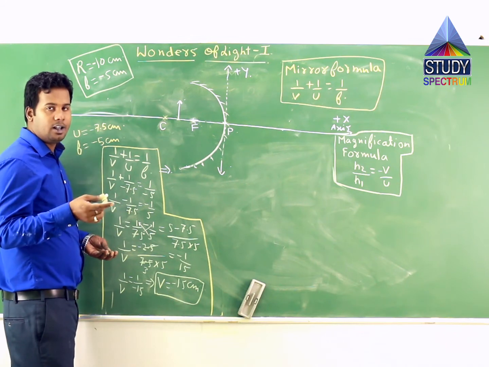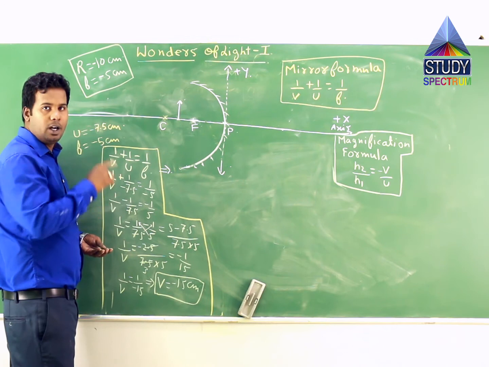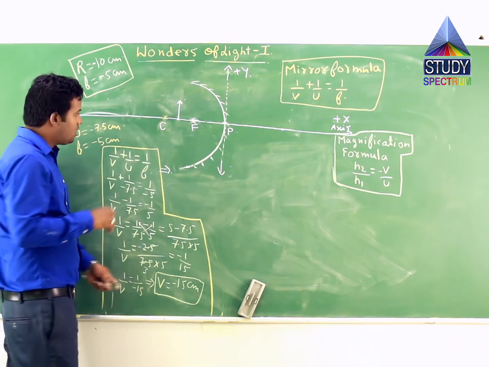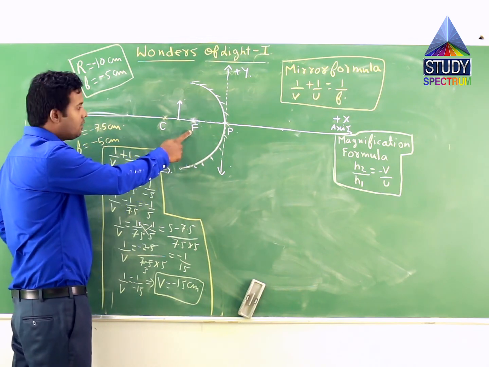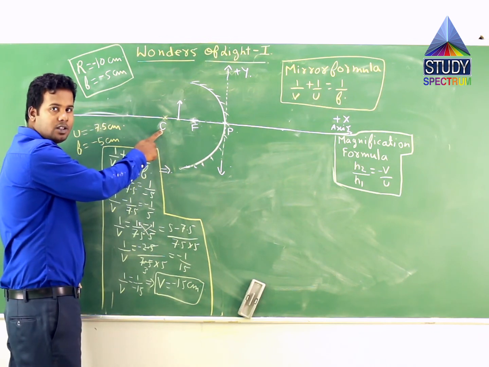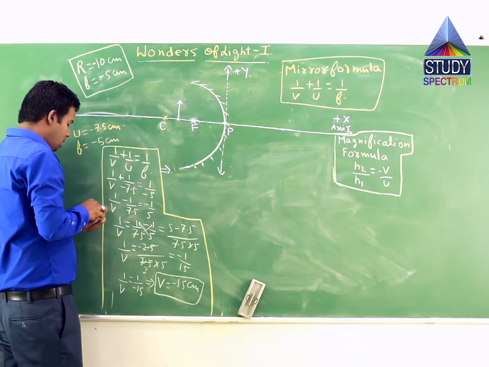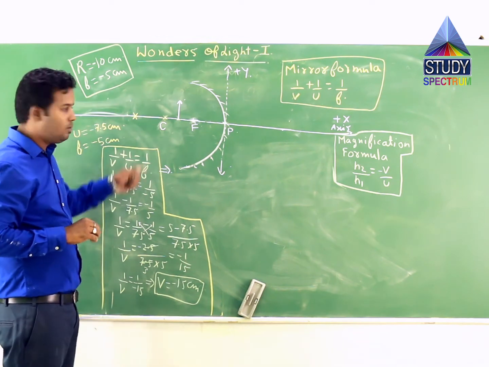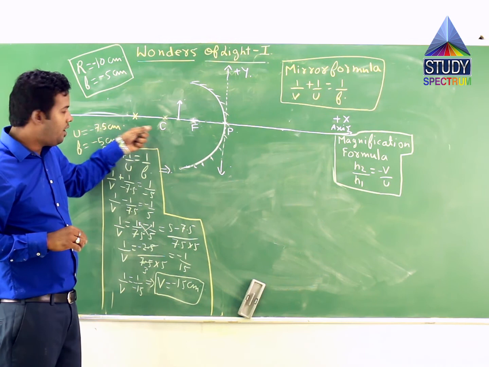I am repeating it again because V and U are the lengths meant for x-axis because these are horizontal distances. Okay. So now this focus point is minus 5. This center of curvature point C is minus 10. Then definitely this minus 15 should lie beyond C, somewhere here. Let us assume somewhere here. This minus 15 is beyond C.